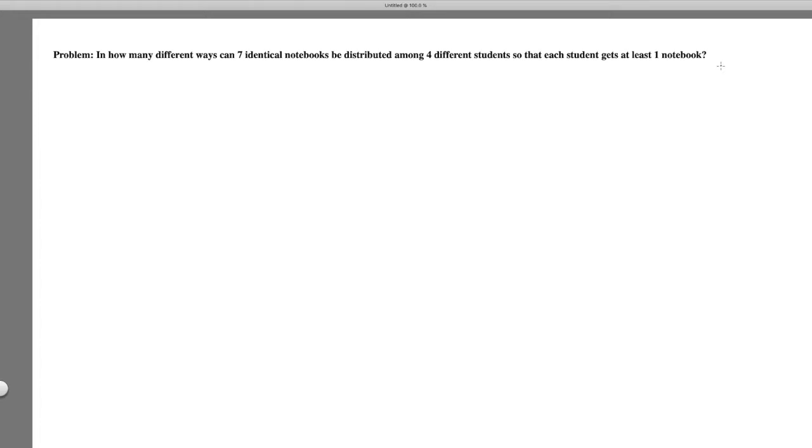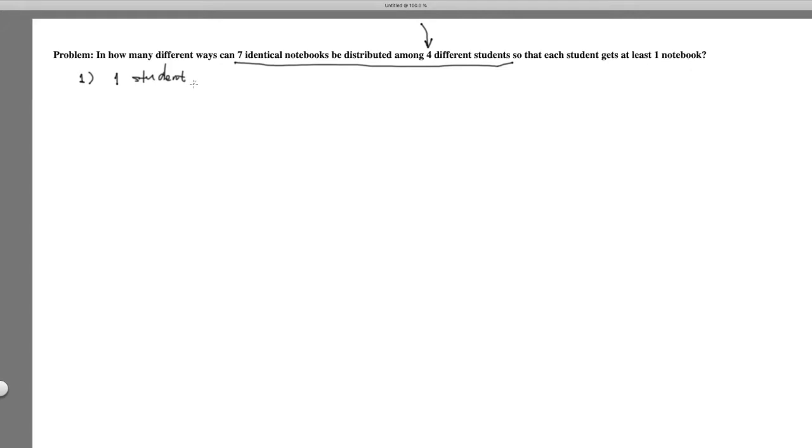So in how many different ways can 7 identical notebooks be distributed among 4 different students? One way of simplifying this question is, instead of considering 4 different students, let's consider fewer students. So first, instead of 4, let's consider there's only 1 student. And the question becomes, in how many different ways can 7 identical notebooks be distributed among 1 student so that each student gets at least 1 notebook?